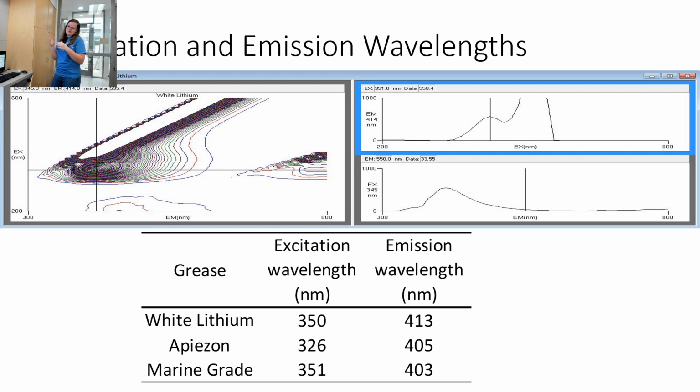I discussed with one of the other professors in our department, Dr. Thompson, and he said because the white lithium and the marine grade have pretty much the same excitation wavelengths, that could just mean that they have the same additive that fluoresces. In the future, if I wanted to quantify it, they might have the same type of additive, but in different amounts, so that could also be a way to differentiate. But I haven't gone that far yet. That's all I have.